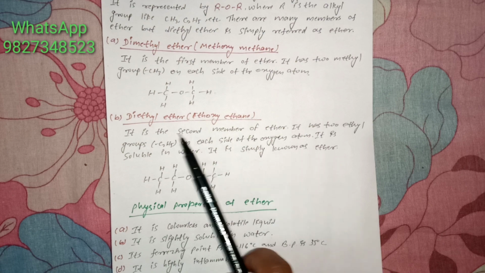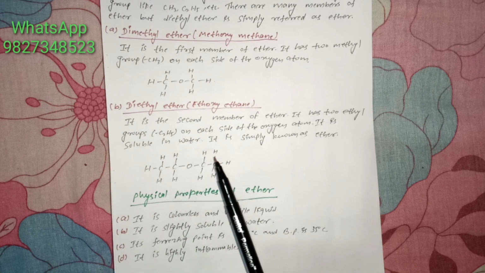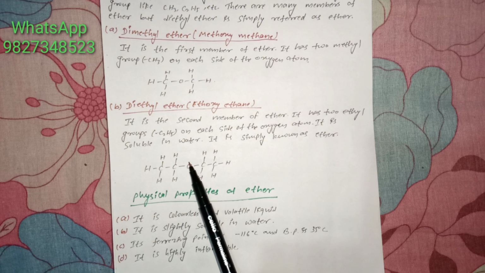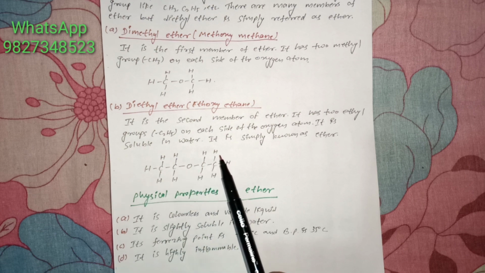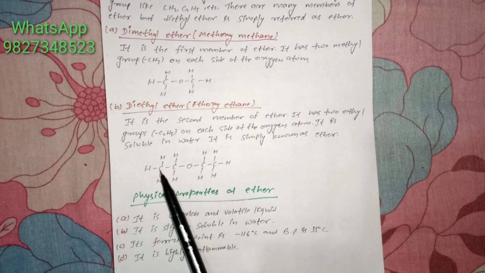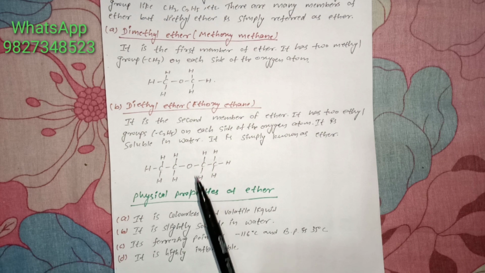The structure of ether is this. Like we can see here, there is an oxygen atom, and on one side of the oxygen atom there is an ethyl group, and on the other side there is another ethyl group, C2H5, C2H5. So this is diethyl ether.